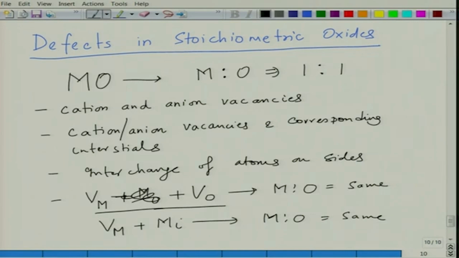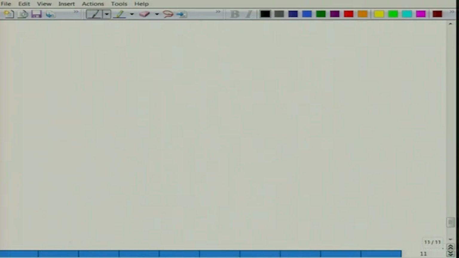So, these are various possibilities. There is a possibility that you can form interstitials also. So, you might have OI and Mi without forming any vacancies. You bring in extra oxygen and extra metal, and both of them sit in interstitial sites without changing the stoichiometry. So, many combinations are possible. Let us see a few of them. The first of these stoichiometric defects is called the Schottky defect.